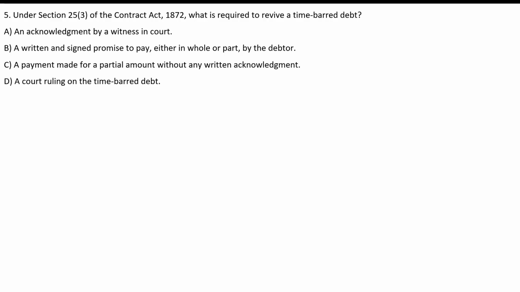Under section 25 subsection 3 of the Contract Act 1872, what is required to revive a time-barred debt? An acknowledgement by witness in court. So mere acknowledgement is not enough. A written and signed promise to pay either in whole or part by the debtor. A payment made for a partial amount without any written acknowledgement, so written acknowledgement is also required. A court ruling on the time-barred debt. So option B, a written and signed promise to pay either in whole or part by the debtor, is the correct answer for this question.